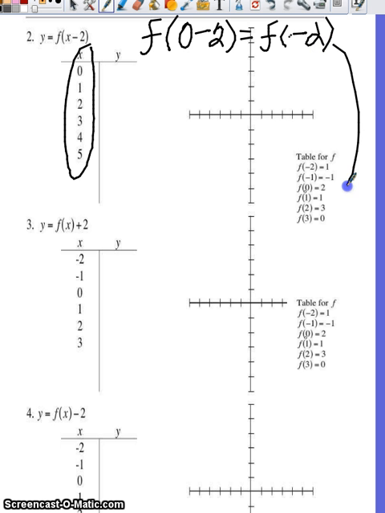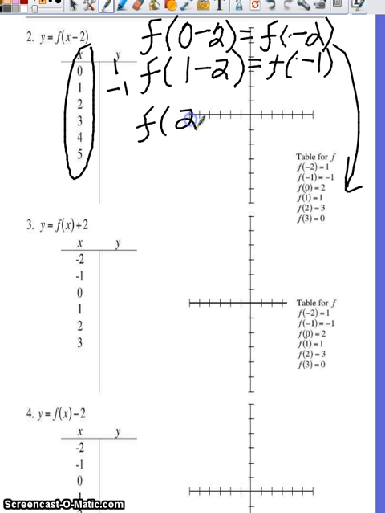And if I go back down to my table, at f of negative 2, my answer is 1. I have f of 1 minus 2 gives me f of negative 1. At f of negative 1, my answer is negative 1. At f of 2 minus 2 gives me f of 0. At f of 0, my answer is 2.